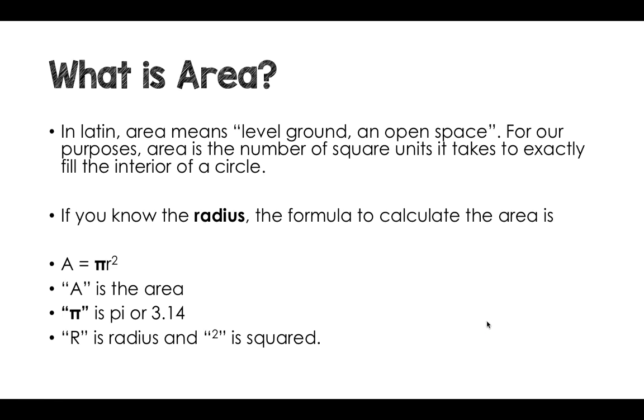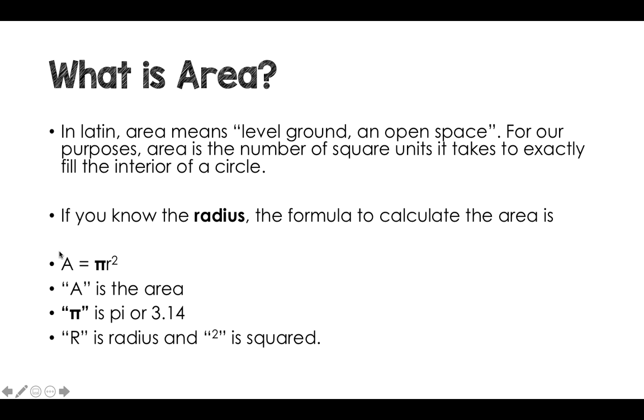Okay, so now I just want to talk about what is area. In Latin, area means level ground and open space. For our purposes, area is the number of square units it takes to exactly fill the interior of a circle. So if you know the radius, the formula to calculate the area is A equals pi r squared. A means the area, so that's probably what you're going to be looking for.